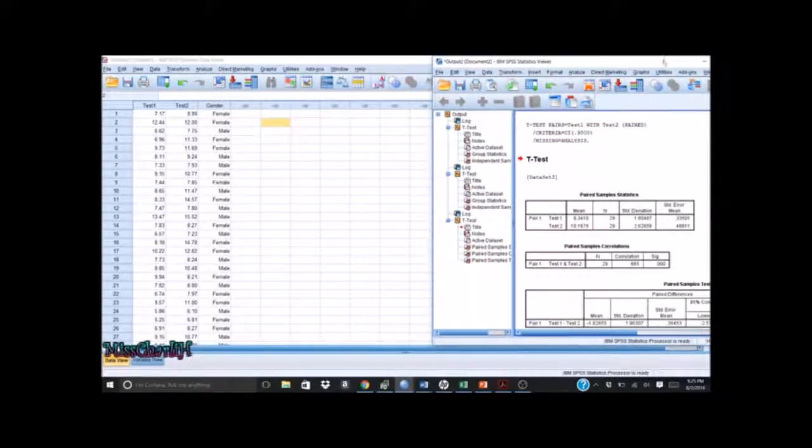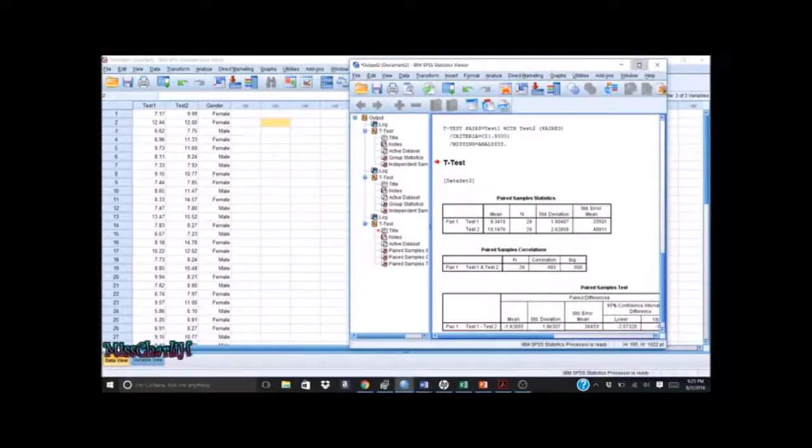Now, as I look at my output boxes, I see there's 3 different boxes. I've got my paired samples t-test. So test 1, the average score for test 1 was 8.34 and N was 29. That was all 29 subjects took the test, with a standard deviation of 1.8. The average test score for test 2 is 10.17. Again all 29 subjects, and the standard deviation was 2.6.